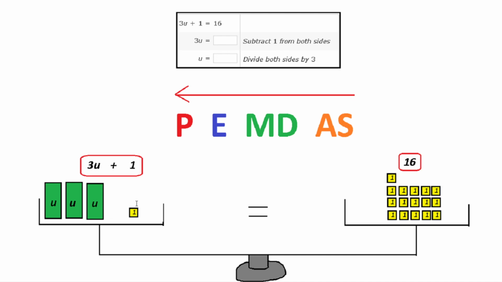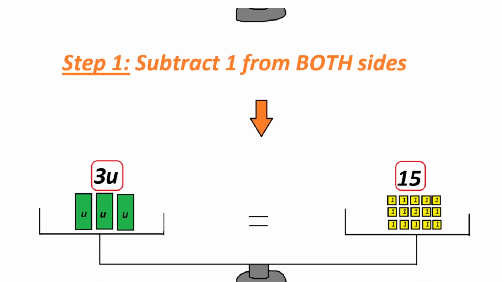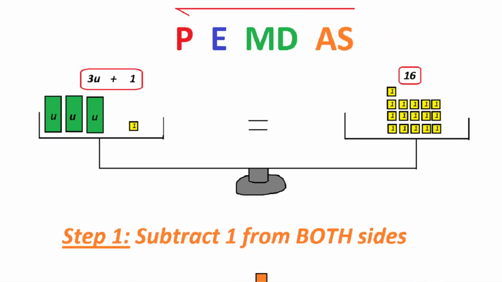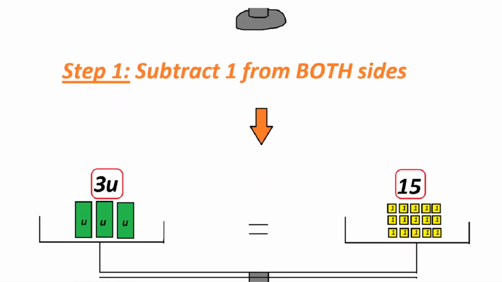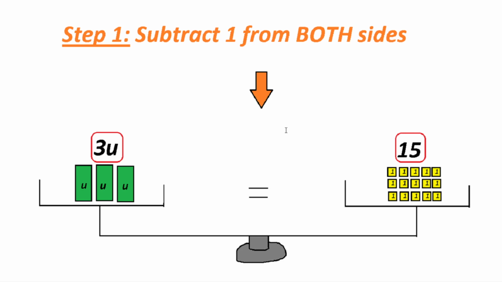So what we're going to do is basically subtract this block away, so it just leaves us with these. But then we have to do the same thing over here so that the scale doesn't go out of balance. So step 1 of our two-step equation is that we're going to subtract 1 from both sides. Notice we took that yellow block away that I had up here, the 1 block. We had this 1 extra block up top, and we took those both away. It stays level, stays balanced, and it leaves us with 3u is equal to 15.